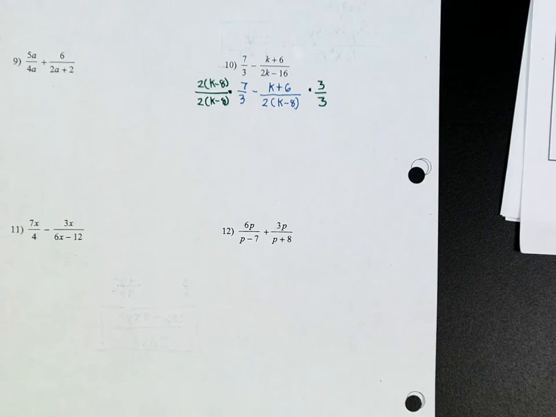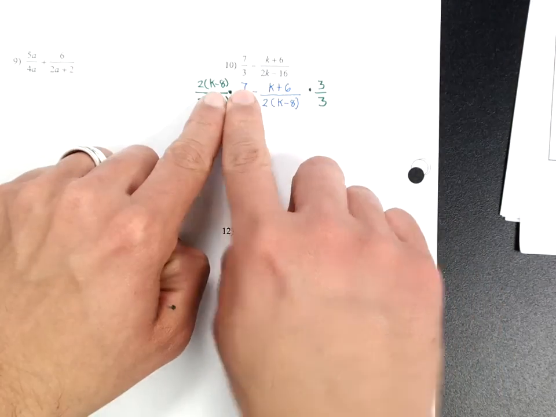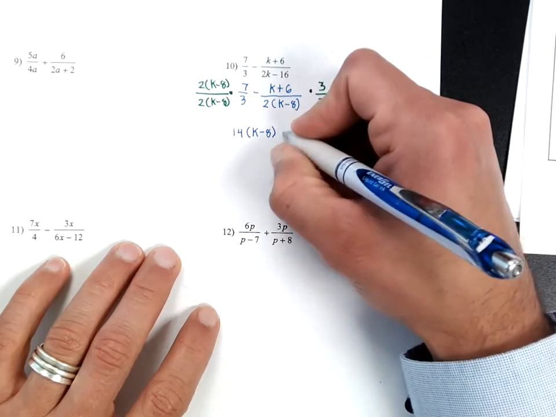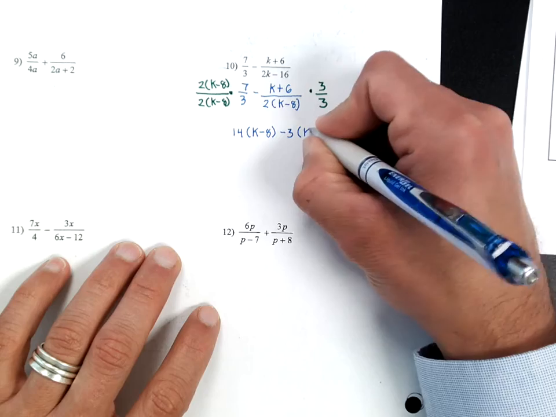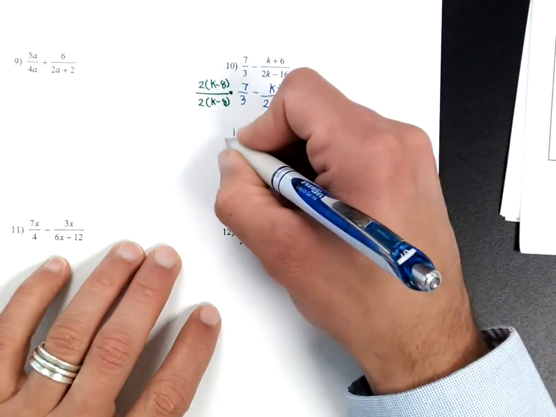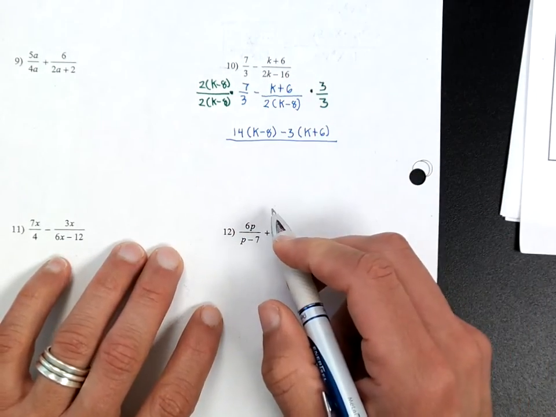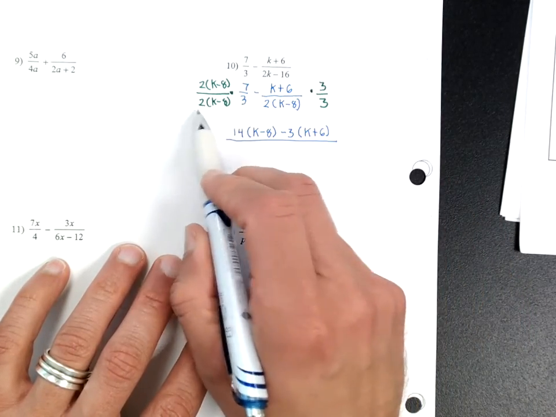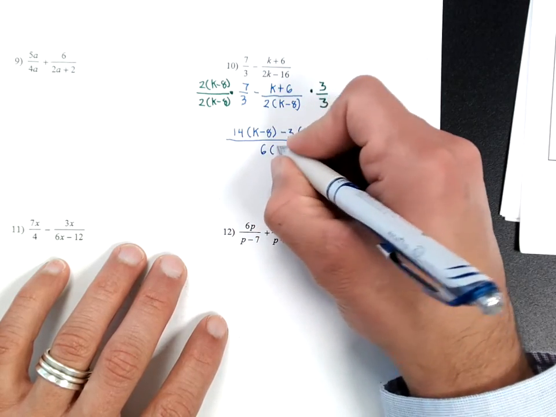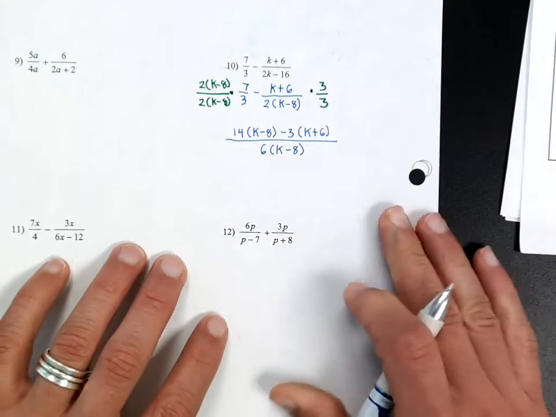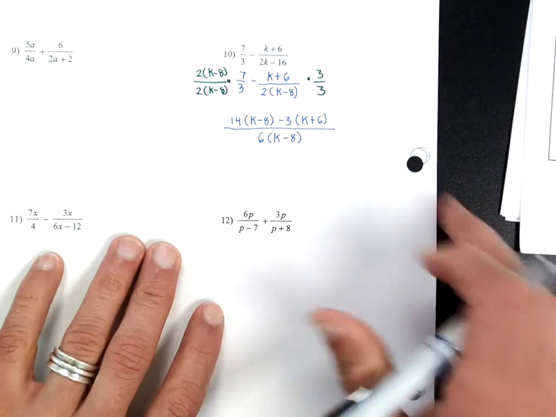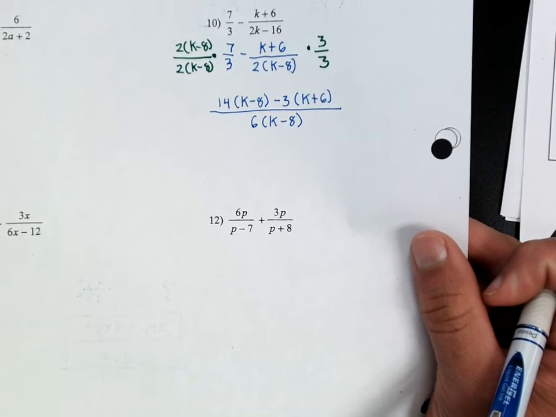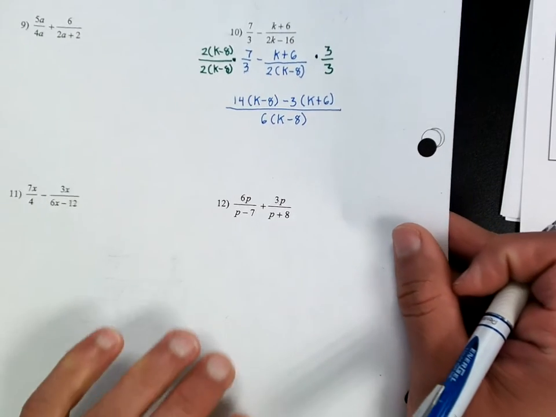And then now remember, I'm going to have to multiply the numerators. So I have 14k minus 8. This would be negative 3k plus 6. All of that over, what's my common denominator? What's 2 times 3? So we have 6k minus 8. Alright, and I'm going to have to multiply the numerator and then add like terms. Alright, so multiply the numerator, add like terms.